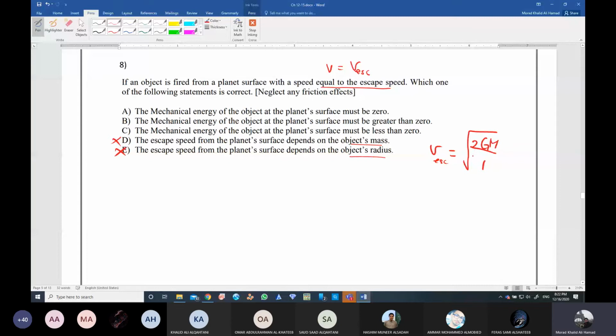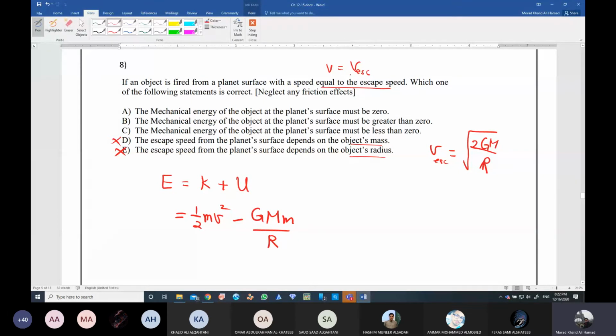So it is 2GM over r. It depends on the mass of the planet and the radius. Now we need to know whether it must be 0, greater than 0, or less than 0. Since we are talking about mechanical energy, if you remember, mechanical energy is equal to kinetic energy plus potential energy. And since we have a speed, the kinetic energy is equal to half mv squared. And the potential energy is minus G mass of the planet and mass of the object divided by the radius of the planet.